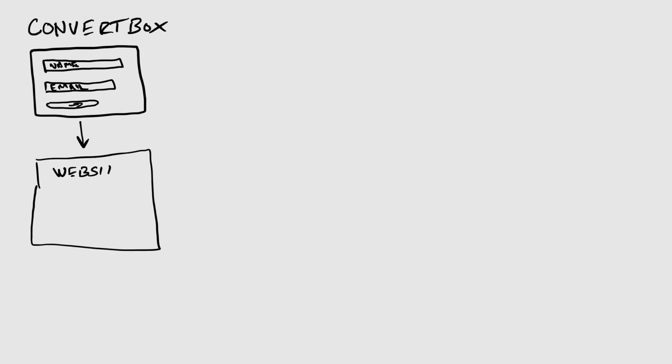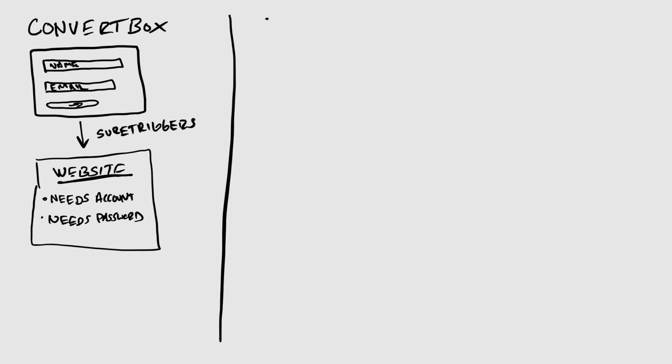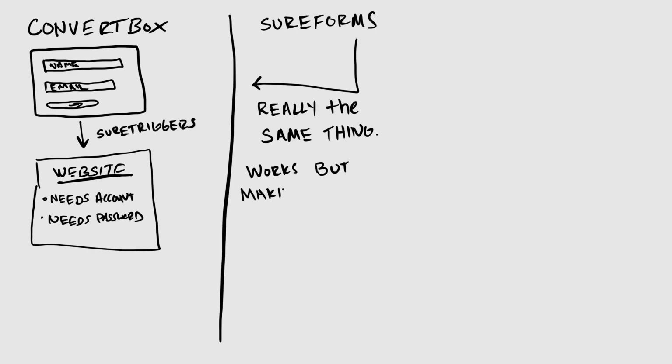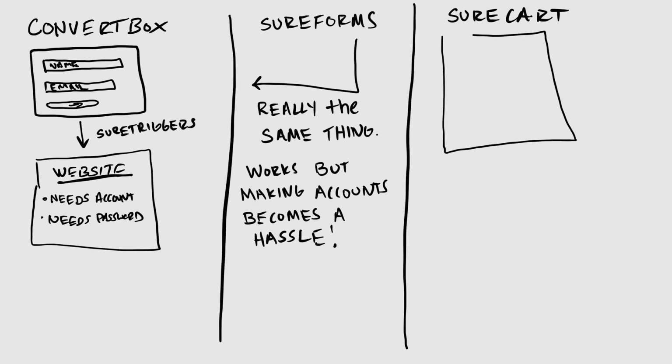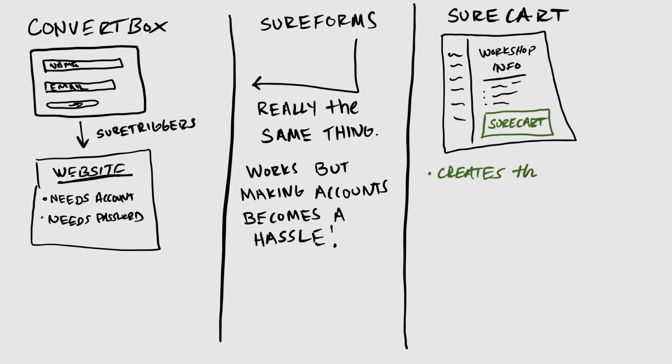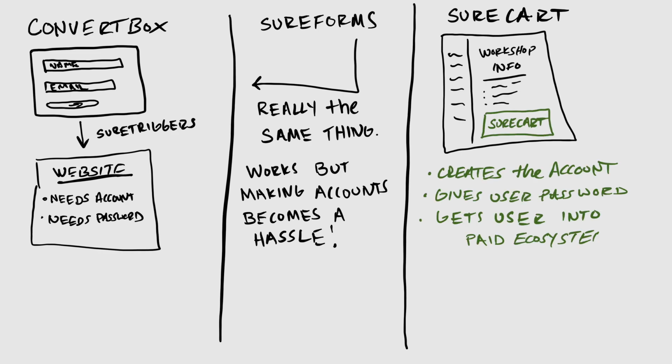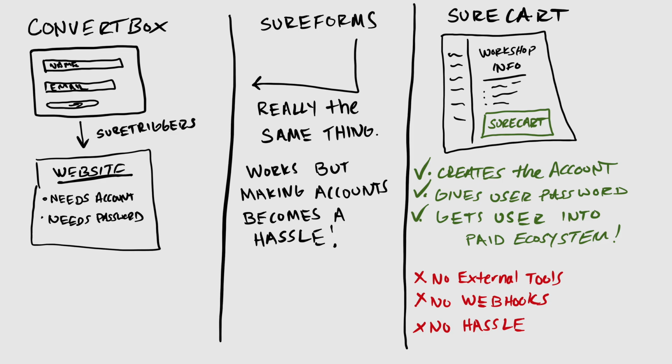And you can use a variety of tools. You could use a tool like ConvertBox or SureForms, or you could use SureCart. And I'm going to show you using SureCart because SureCart does something pretty cool that the other options don't really do, and that's they give the user a login, which is something we want to do. We want that user to log in. We want them to be able to be logged in. We want them to have an account and feel like they're connected to our platform.